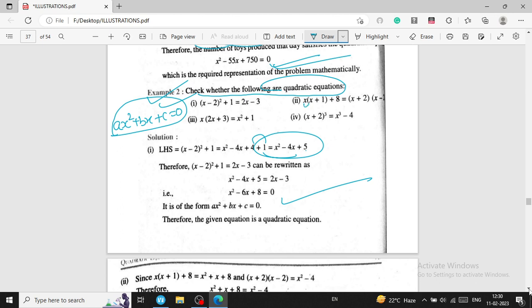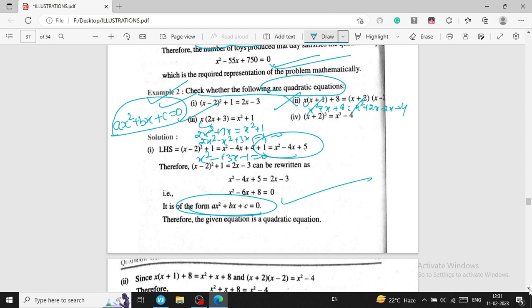Next, here you can see x square plus x plus 8. Here you can see x square plus 2x minus 2x, plus 4 minus 4, but x square cancels with x square. That's why it does not fulfill the rule of ax square plus bx plus c is equal to 0. So it's not a quadratic equation. In this equation, 2x square plus 3x is equal to x square plus 1, so 2x square minus x square plus 3x minus 1 equal to 0, and x square plus 3x minus 1 equal to 0 also fulfills this form. So this is a quadratic equation.